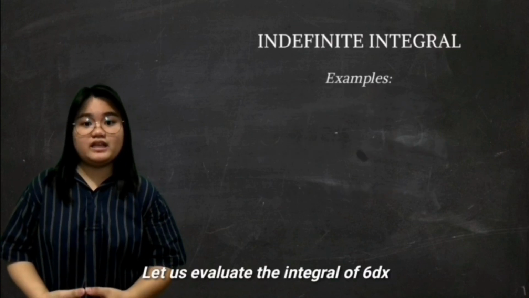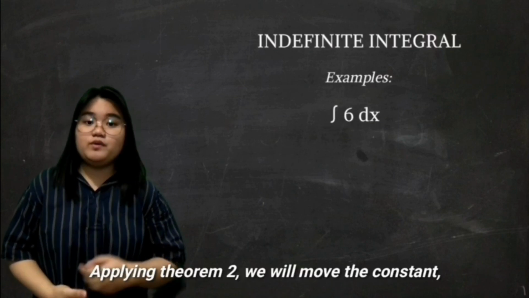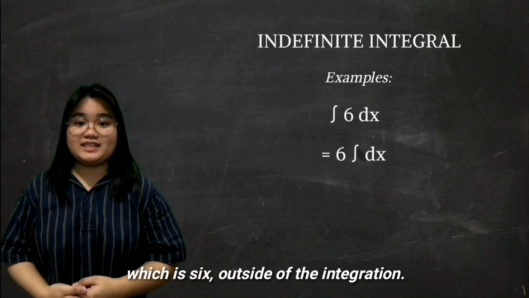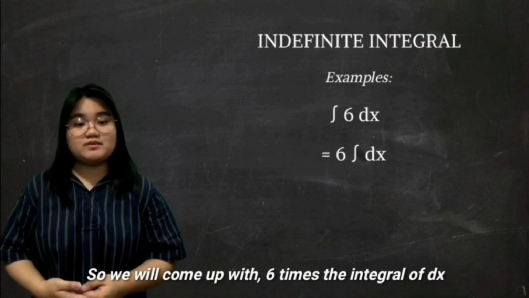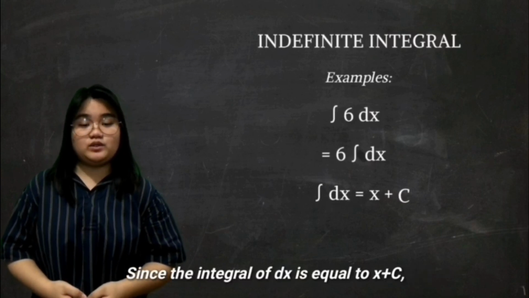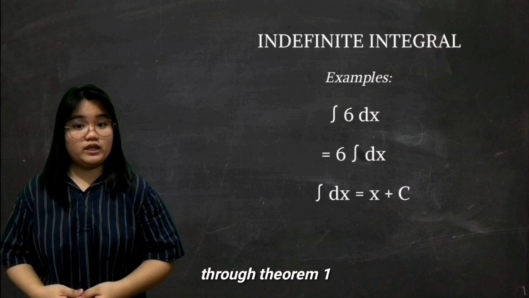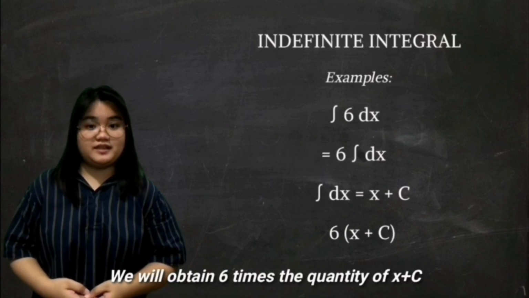Let us evaluate the integral of 6 dx. Applying theorem 2, we will move the constant, which is 6, outside of the integration. So we will come up with 6 times the integral of dx. Since the integral of dx is equal to x plus c through theorem 1, we will obtain 6 times the quantity of x plus c.